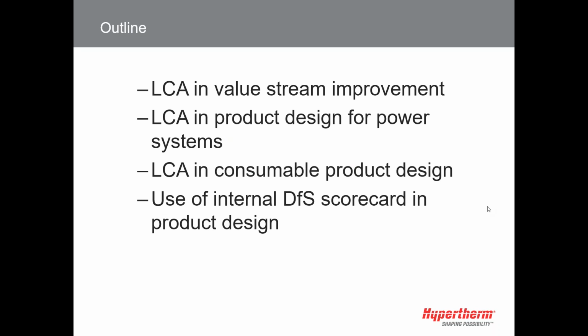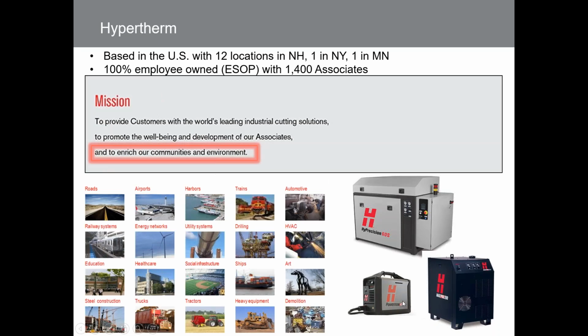Sorry about that, everyone. So just to go into, on the next slide, a little bit about who Hypertherm is. We are an industrial cutting solutions company. We're based in the U.S. and we have 12 locations, but we ship globally. We are also 100% employee owned, and we have a triple bottom line mission, which is outlined there. And you can see I've highlighted the environmental portion, which is to enrich our communities and the environment.